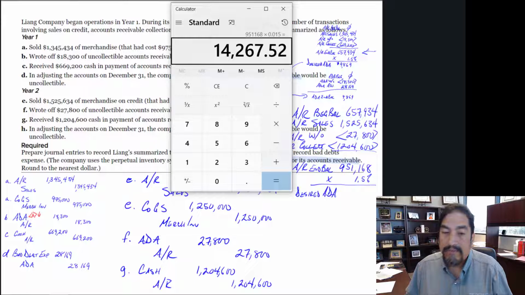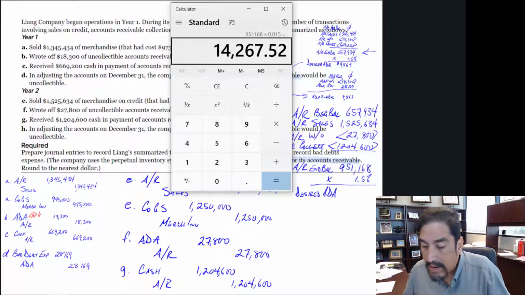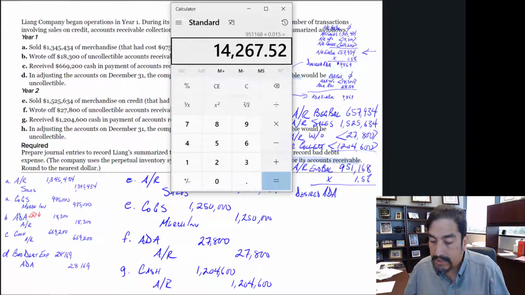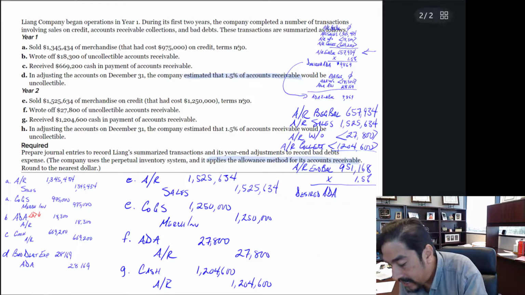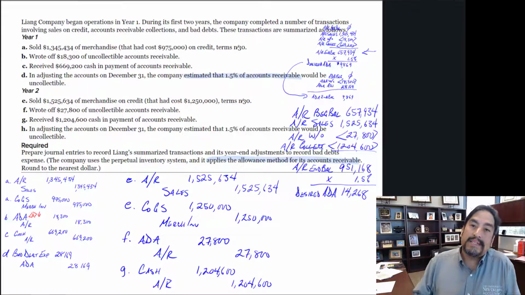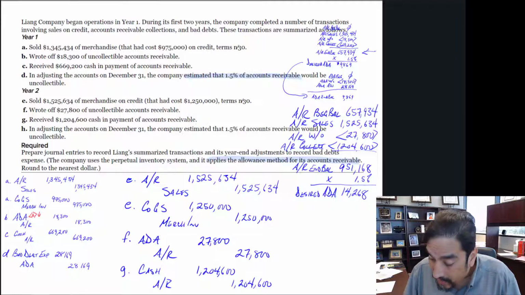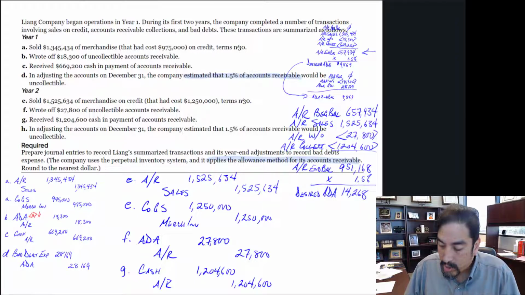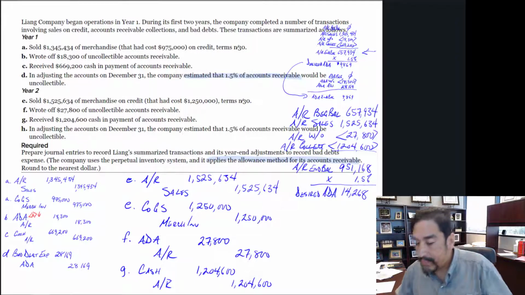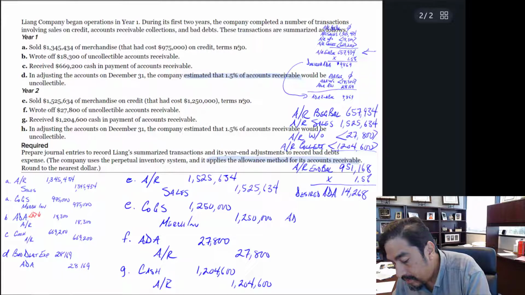So I'm going to make this 14,268. Round it to the nearest dollar. That's up to 268. 14,268. That's my desired ADA. Now I can start with my, I'm going to use a different color here because I'm writing so close. I'm going to use black.